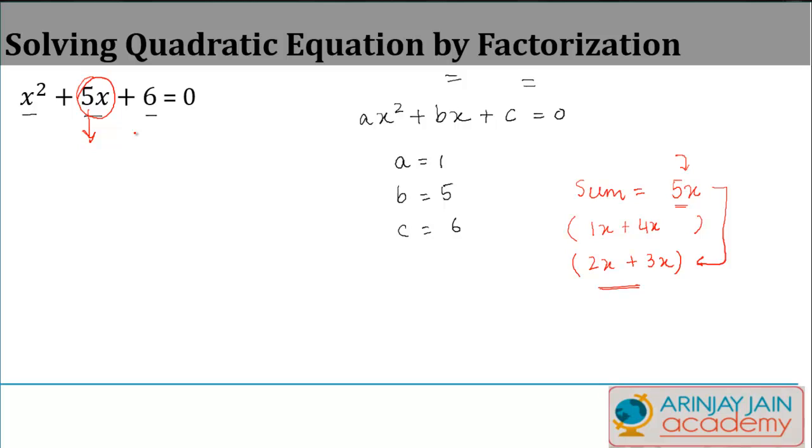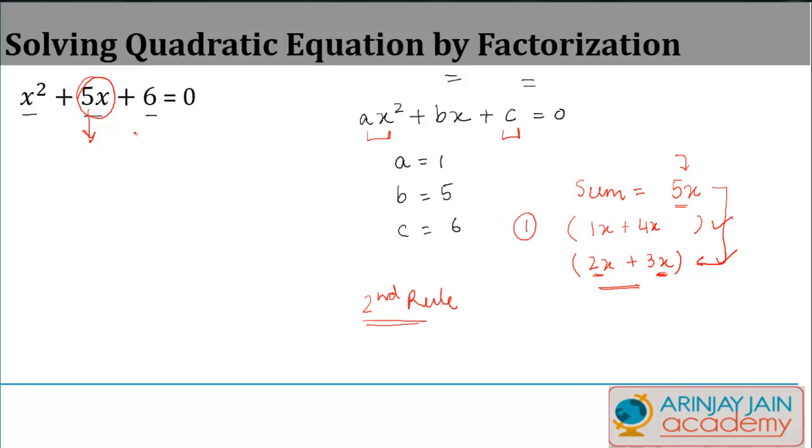And those two parts could be either of these two. But how do I choose them? The first part is I just split them. The second rule is the parts which have been chosen, the sum which has to be chosen, the product of these two should be equal to the product of the first and the third number, right?